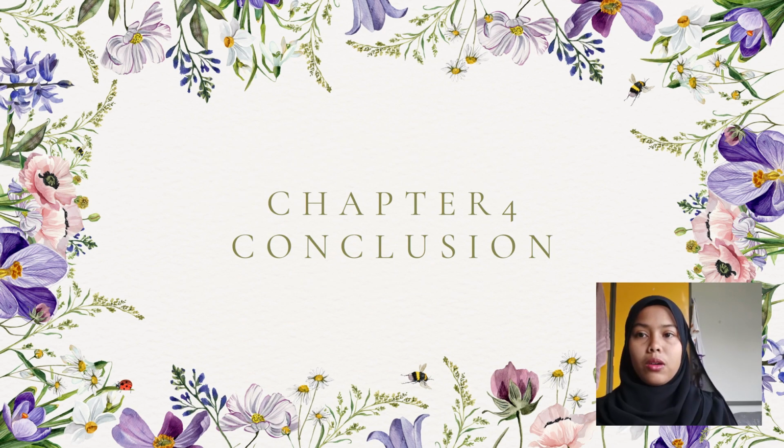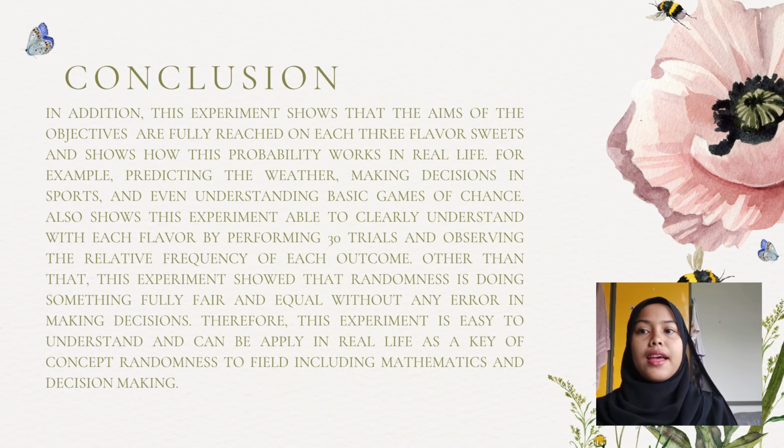Lastly, for our conclusion. In addition, this experiment shows that the aims of the objectives are fully reached on each of the 3 flavors of sweets, and shows that probability works in real life. For example, predicting the weather, making decisions on the spot, and even understanding basic games of chance. This experiment also helps us clearly understand each flavor by performing 30 trials and observing the relative frequency of each outcome.